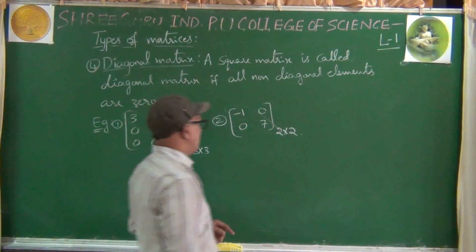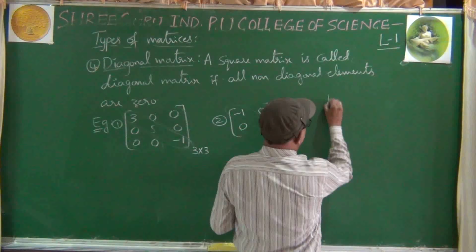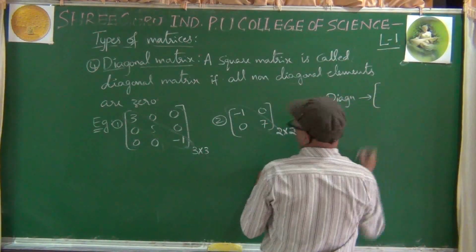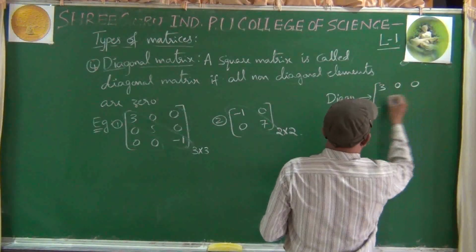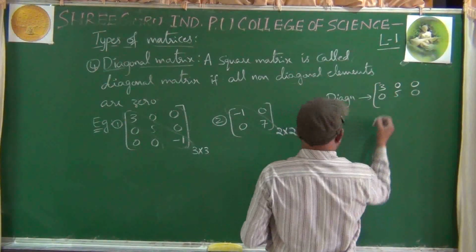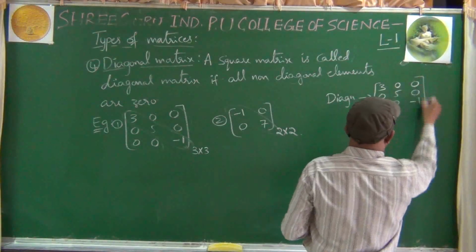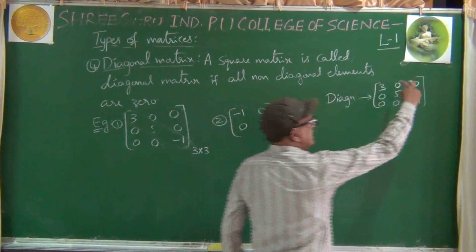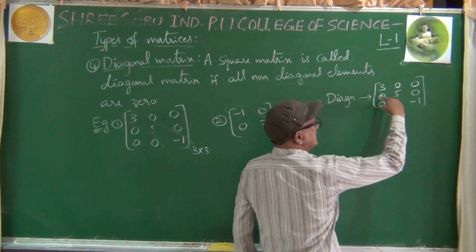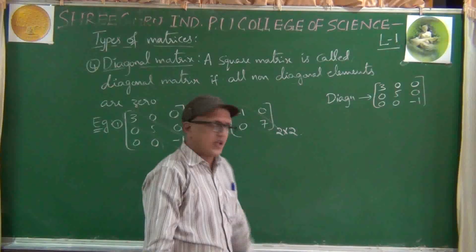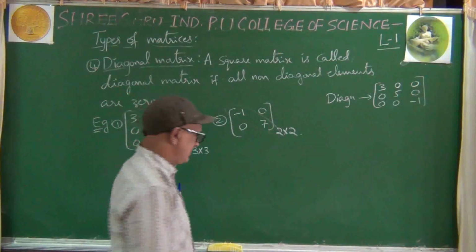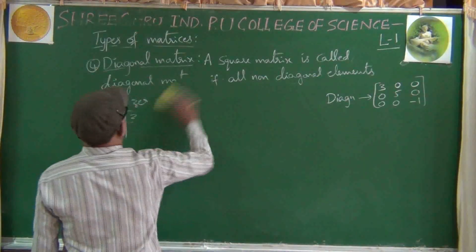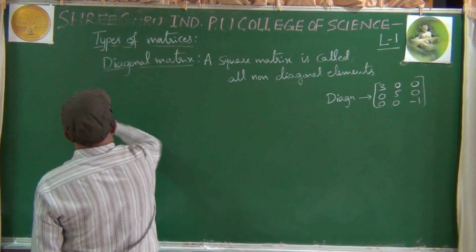Be very careful with this. I am going to write here a diagonal matrix example: 3, 0, 0, 0, 5, 0 and 0, 0, minus 1. This is one example. In place of 3, 5, minus 1, you can take any numbers. But these 3 numbers should compulsorily be 0. Then only it is called a diagonal matrix. Why I have written the example particularly, you will understand once I enter into the next definition.